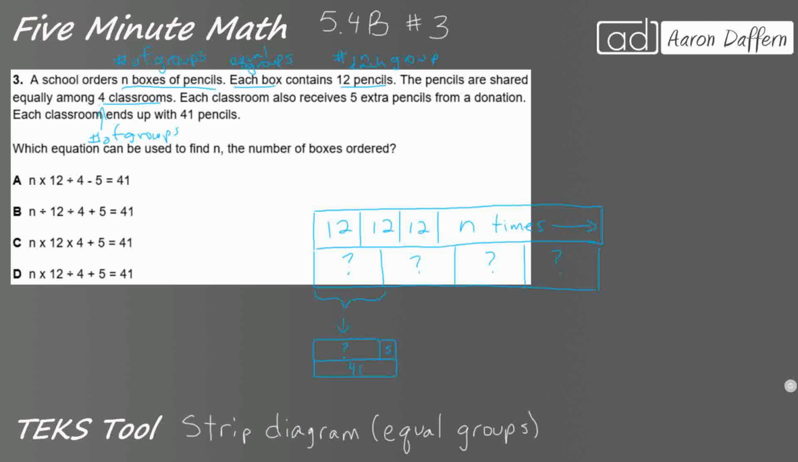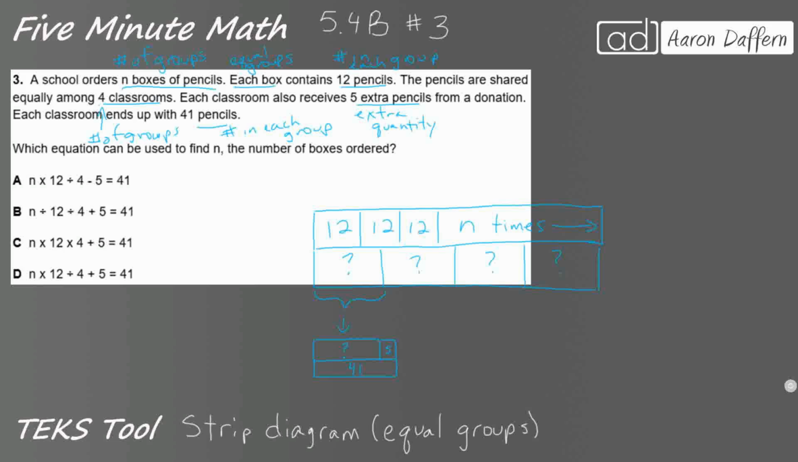Now the number in each group is what that ends up being after you add that extra 5. So that extra 5 ends up being an extra quantity that you either need to add or subtract, something that we're doing. So obviously we've got multiple steps here, but that's a strip diagram that represents this.